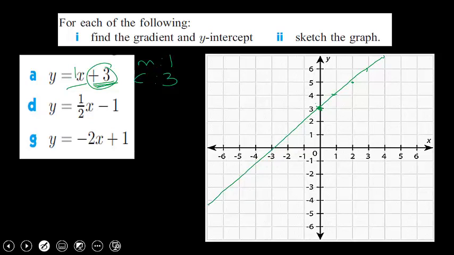Now always extend your line past the points that you graph. Remember that your graph needs to go through the lines that you sketch. I can't use a ruler, but you have to use a ruler.